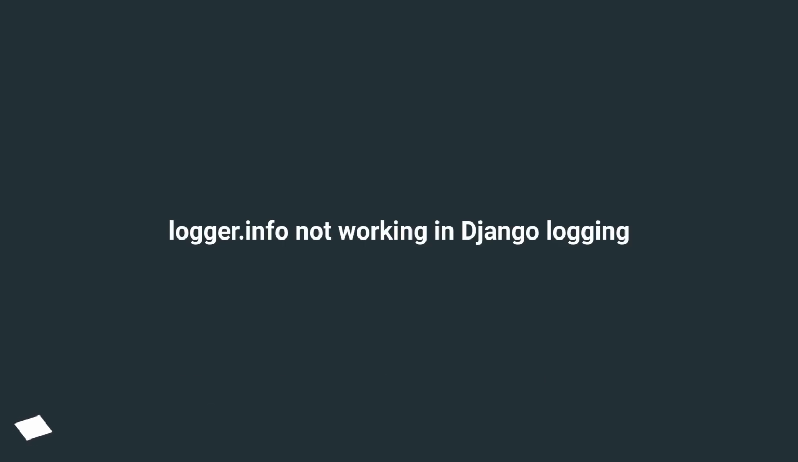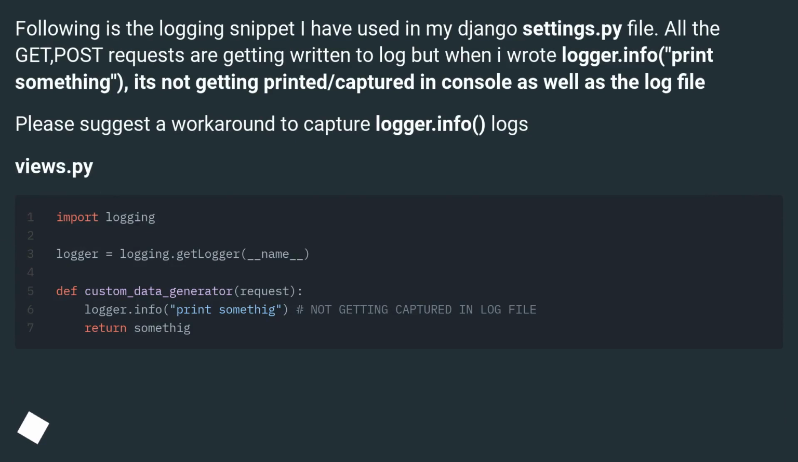Logger.info not working in Django logging. Following is the logging snippet I have used in my Django settings.py file. All the GET, POST requests are getting written to log, but when I wrote logger.info print something, it's not getting printed/captured in console as well as the log file. Please suggest a workaround to capture logger.info logs.